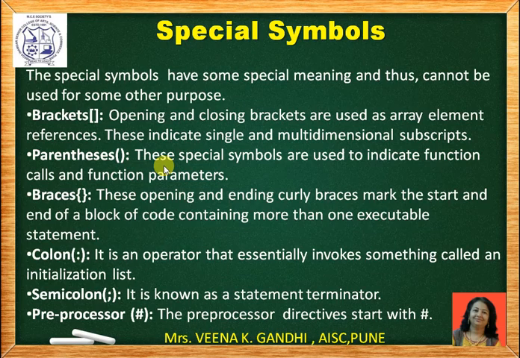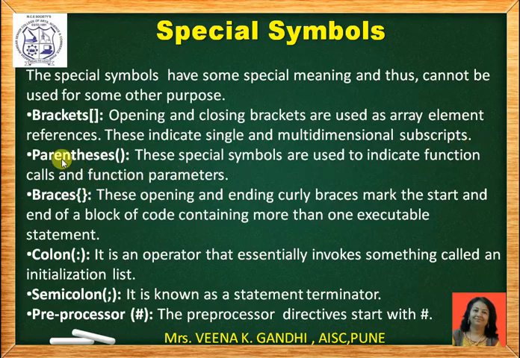Our last token is special symbols. These special symbols have special meaning and thus cannot be used for any other purpose. Now the first symbol, square brackets. Opening and closing brackets are used as array element subscripts or references. These indicate one-dimensional or multidimensional subscripts.